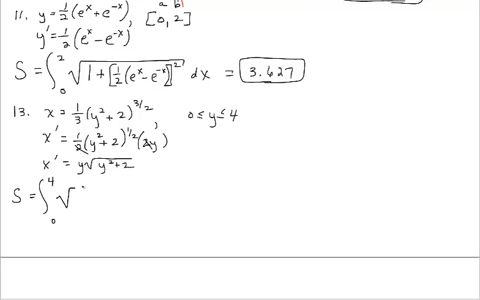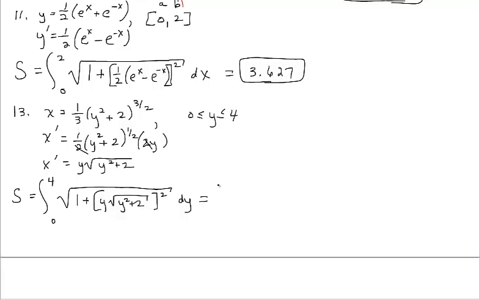Y limits 0 to 4, square root of 1 plus, I'm going to go ahead and use a bracket and dump in the derivative. So just kind of pay attention to the structure. If you're finding arc length, okay, you're going to add 1 plus the derivative. Okay, we want to be sure and do a little cleanup here. This one we're going to actually do without a calculator. It's a little tedious, but not so much as the last one.